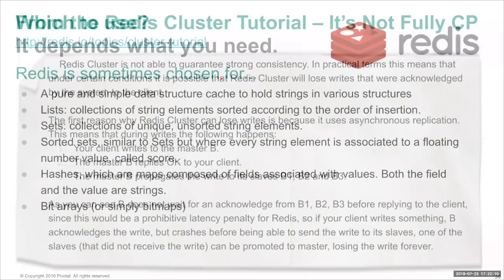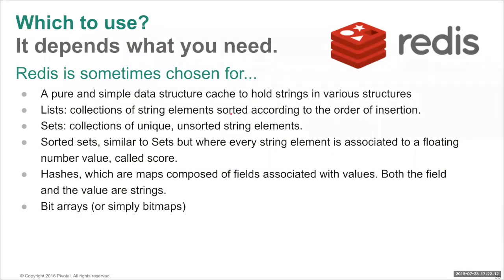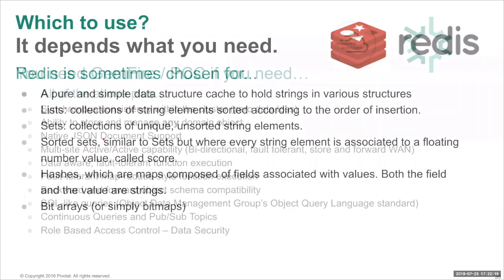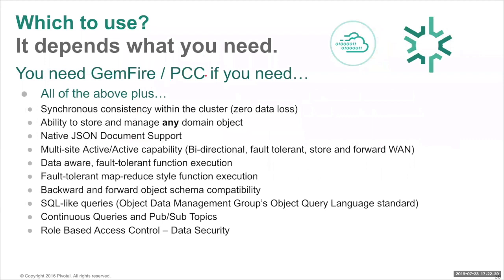So how do we pitch it? Redis provides you all this in-memory data grid, similar stuff, like what I was talking about. But in addition to what Redis provides, all of the above, plus we also have synchronous consistency within the cluster. We give native JSON support. We also have role-based access control. So these are the other benefits that you get with PCC.